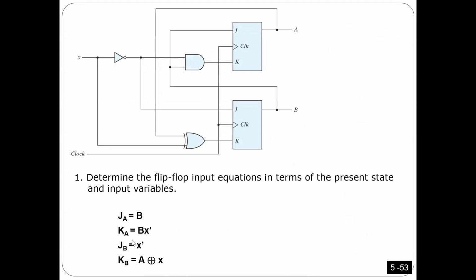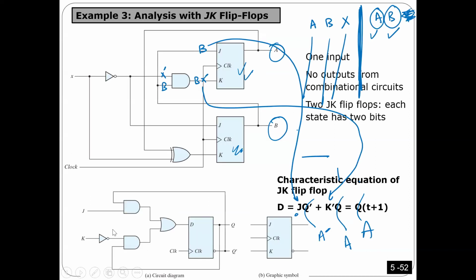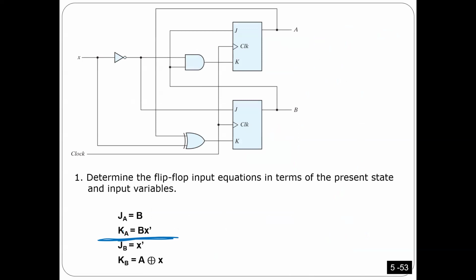So number one, as you see here, guys, I calculated here GA and KA, because I have two flip-flops. So I have to calculate for each one of them. So this is for flip-flop A, this is for flip-flop B. In flip-flop B, this one is X prime, and this one here is actually A, and this is X. So A is X. Okay.